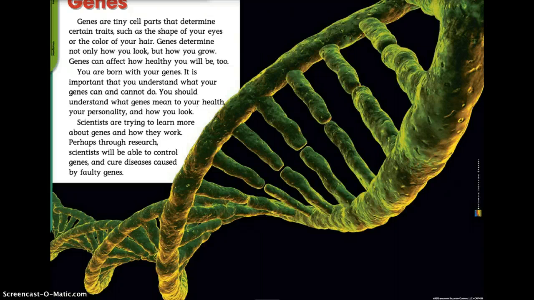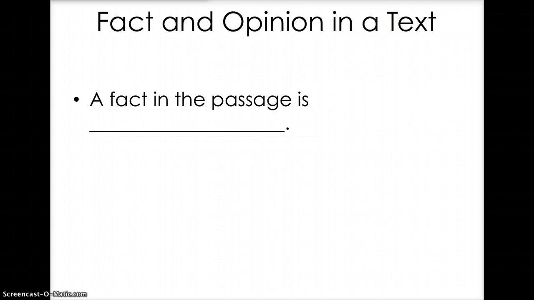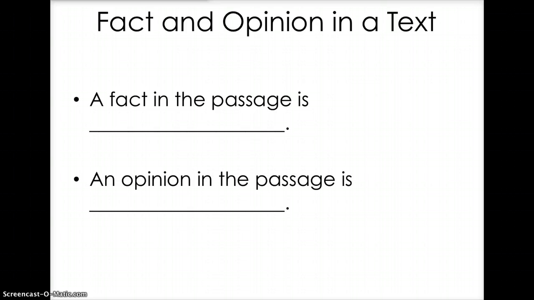All right, ladies and gentlemen, as we go through, we're going to look at our sentence frames for fact and opinion. And we've kind of simplified them a little bit. They are: a fact in the passage is blank, and an opinion in the passage is blank. So why don't you check and see if you can complete the sentence: a fact about the passage and an opinion about the passage. Restart the video when you are ready.